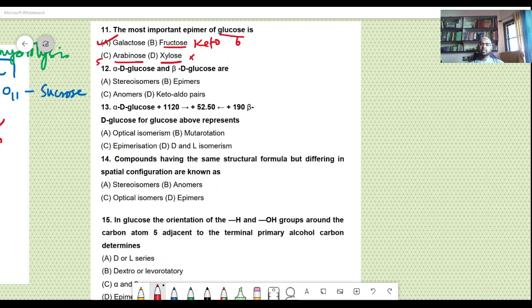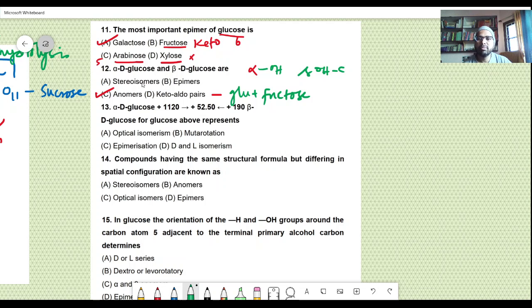Okay. Now comes the next question, 12. You have alpha D-glucose and beta D-glucose. I think you know what alpha means. In the alpha we had the OH on the right side, and in the beta we had the OH on the left side. So is this an epimer or an anomer? This is an anomer. It's not a keto-aldo pair. A keto-aldo pair is glucose plus fructose.